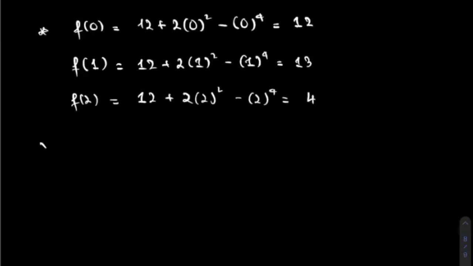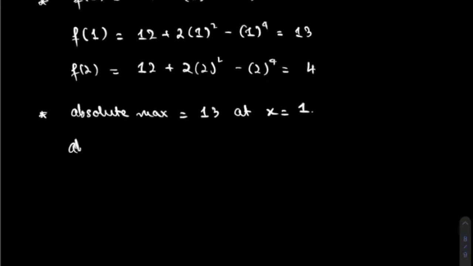Right? So the last point is the absolute maximum is equal to 13 at x equal to 1. Right? When you consider a maximum or minimum value, that should be the output. So the output in this case is 13. So that's why I say that the absolute maximum is 13 at x equal to 1. And absolute minimum is equal to 4 at x equal to 2.